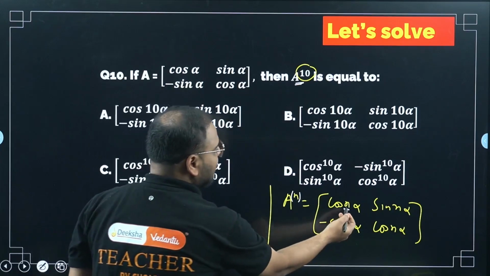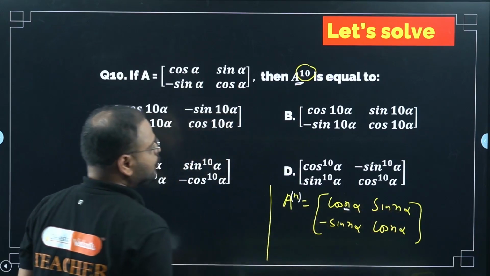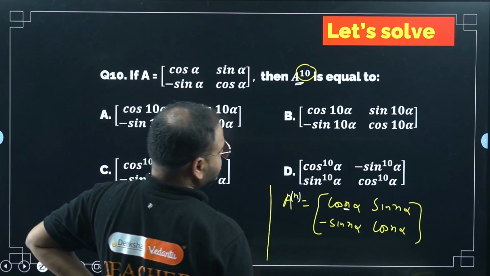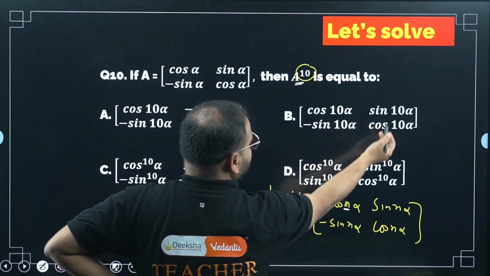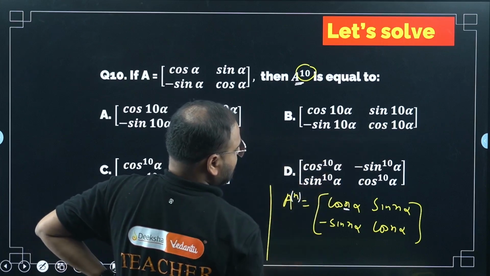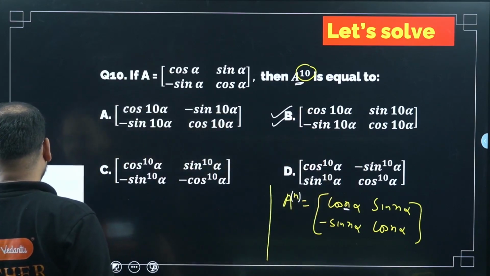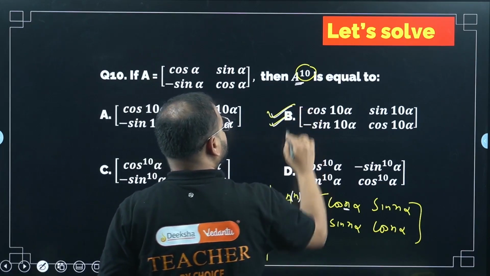So it will become what? 10 alpha everywhere. So look for it: cos 10 alpha, sin 10 alpha, minus sin 10 alpha and cos 10 alpha, where only the sign is negative. Option B is the correct answer. Check here. Option B is the correct answer.